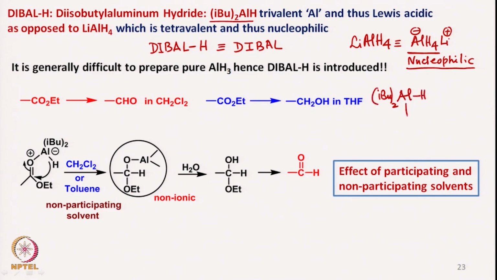Now if you look at the aluminum part here and compare it with the aluminum part of lithium aluminum hydride, you can see that this is electrophilic in nature, because it is trivalent, whereas in lithium aluminum hydride it was tetravalent. So there is a difference between these two reagents, and therefore it is not surprising that there is a difference in terms of reactivity.